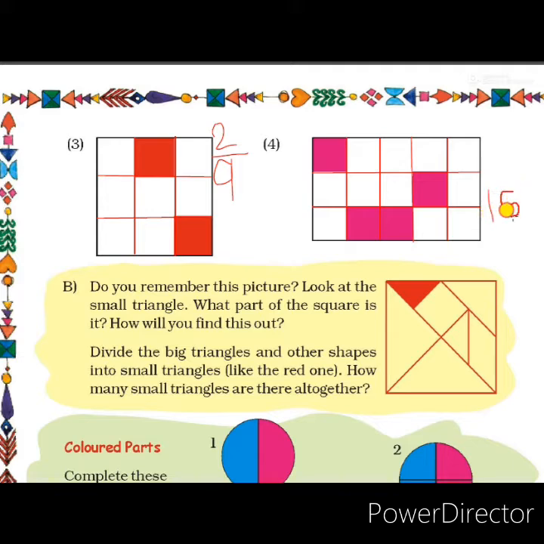Out of that how many squares are colored? 1, 2, 3, 4. 4 boxes are colored. So we can write that 4 by 15 parts of this shape is colored. Now we have to go to the next question.